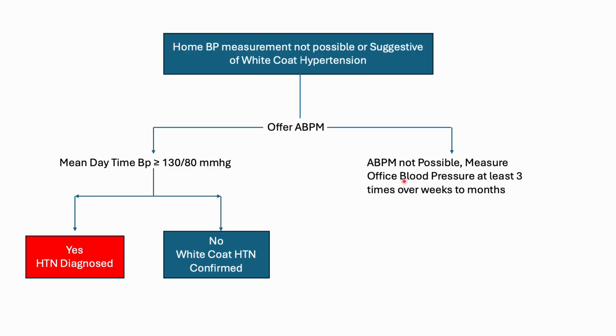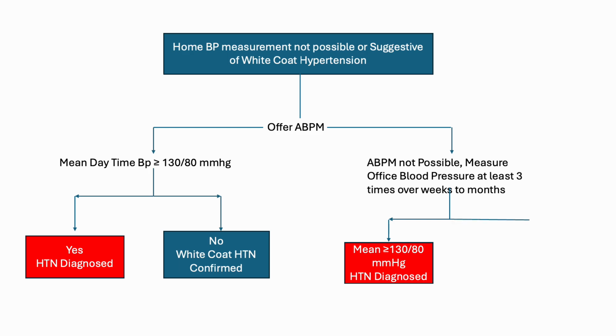In that case, you have to take repeated office measurements. That means repeated measurements at least 3 times over weeks to months. So if the average value of those repeated measurements, which are done in the office, is more than 130 over 80, then you can diagnose hypertension. If it is less than 130 over 80, then you can exclude the diagnosis of hypertension. I hope it's clear.